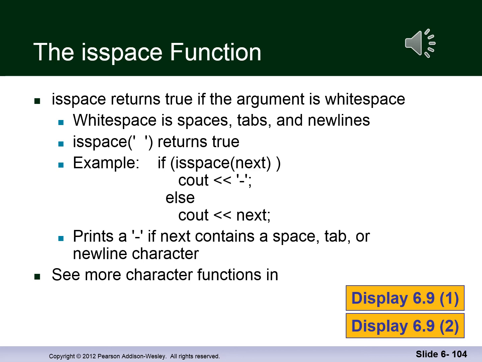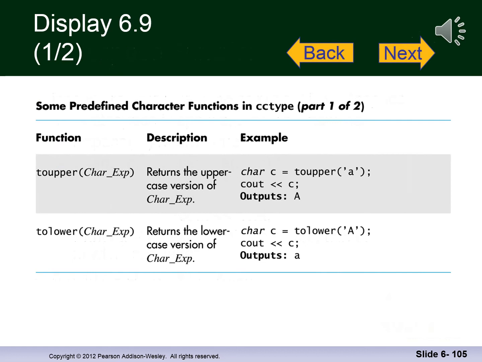Let's take one last look at program 6.9 from your textbook for some more character functions. I was wrong. We're not looking at a program 6.9. I'm sorry. It's actually just a graphic from your textbook. 6.9. There's two pages to this, and it shows some predefined character functions in the cctype library. We've already talked about toupper and tolower that take one character as their argument, and they return the uppercase version of the char or the lowercase version, depending if you use toupper or tolower.